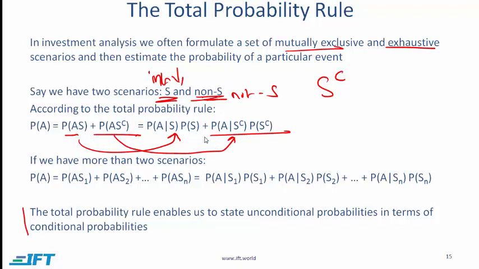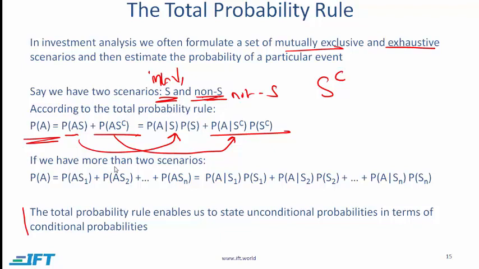So, for a two scenario situation, the total probability rule is simply this: the probability of stock price going up is equal to the probability of stock price going up given that interest rates go down, multiplied by the probability of interest rates going down, plus the probability that the stock goes up given that interest rates do not go down, times the probability that interest rates do not go down.